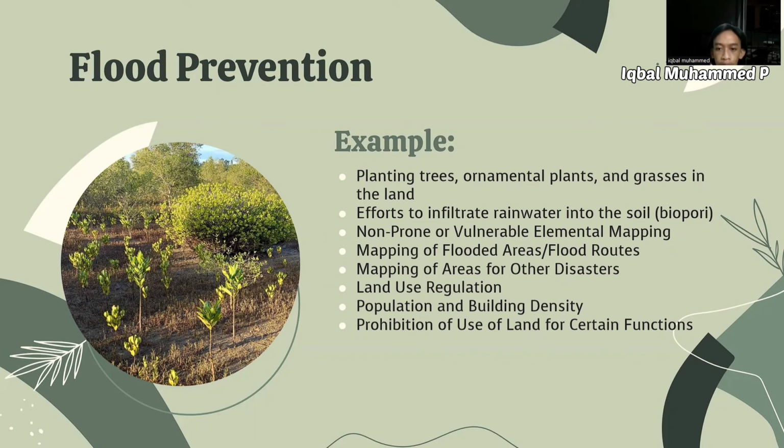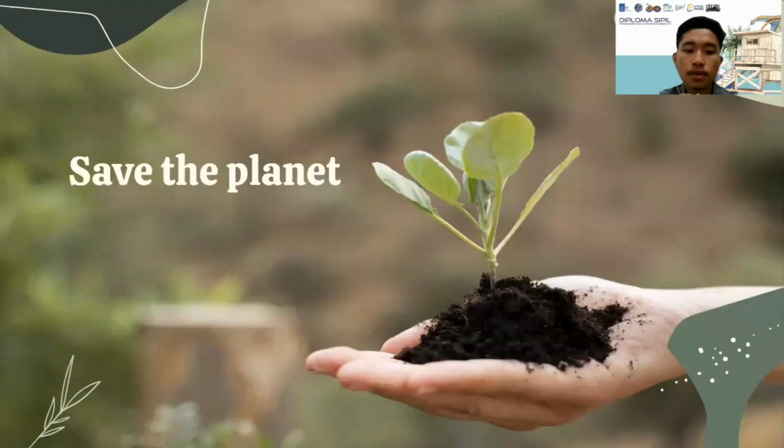5. Mapping of areas for other disaster. 6. Land use regulation. 7. Population and building density. And the last is prohibition of use of land for certain function. Let's save the earth from flooding by doing what has been explained earlier.